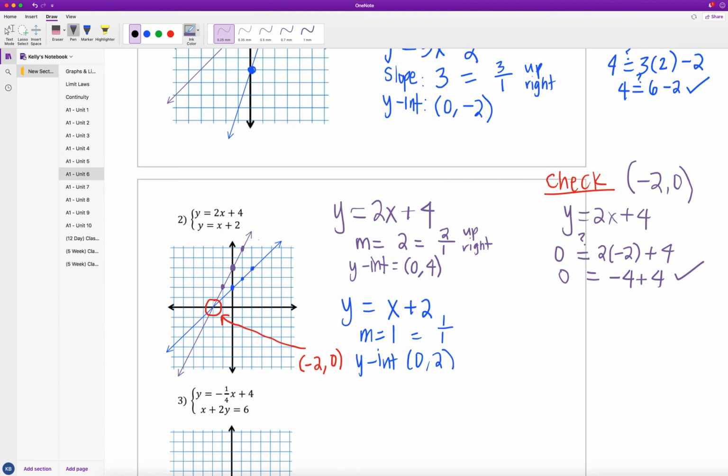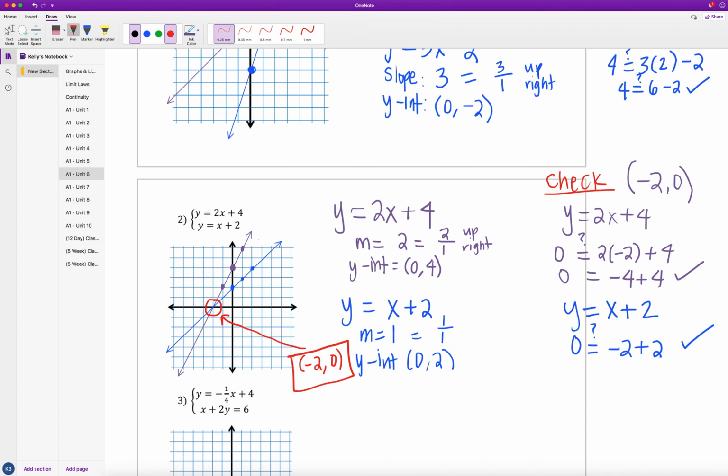Does that automatically mean that it's going to work as our final answer then if it works in the first equation? It's not enough to show that that actually works. I need my solution to be true in both of the equations. So I also need to check the second equation. So I'll sub in 0 for y. I get, is 0 equal to -2 plus 2? And indeed it is. So since (-2, 0) worked in both equations, that is my final answer, and it is a solution to this system.